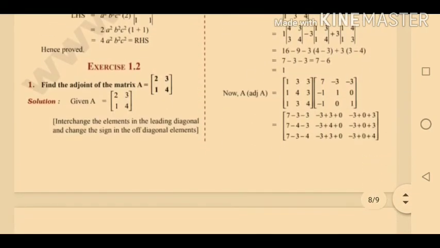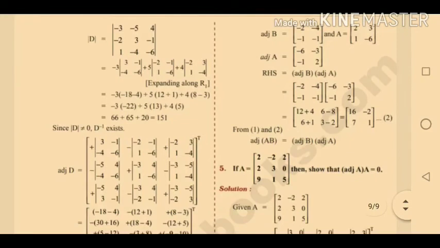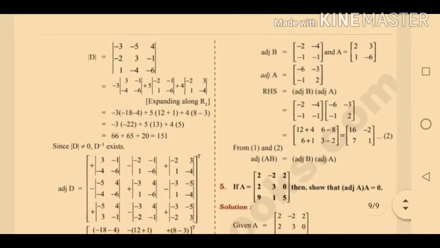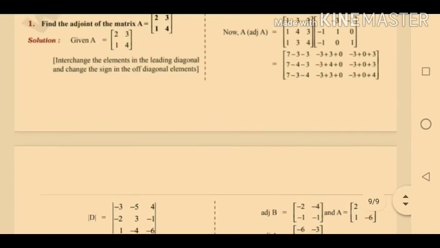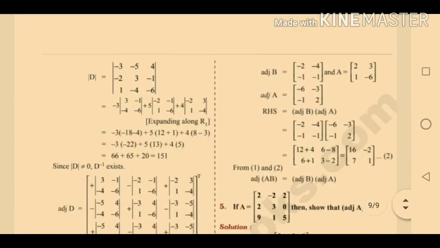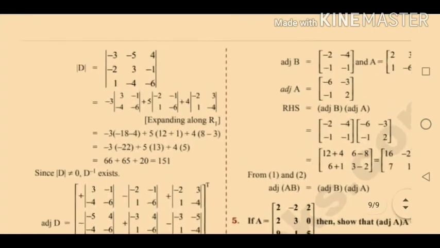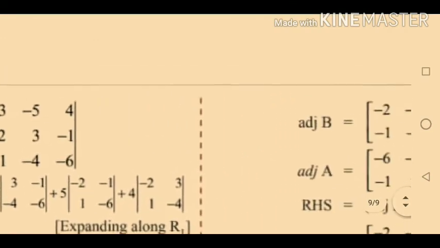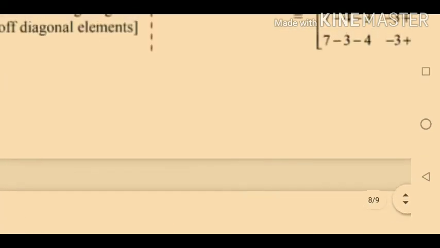That is finding the values. Come here. This is the value of the determinant D. D equal to minus 3. Listen, the value is 7 minus 6, 1.